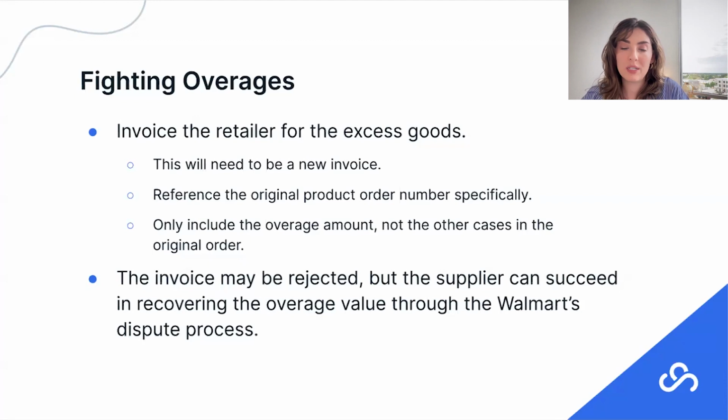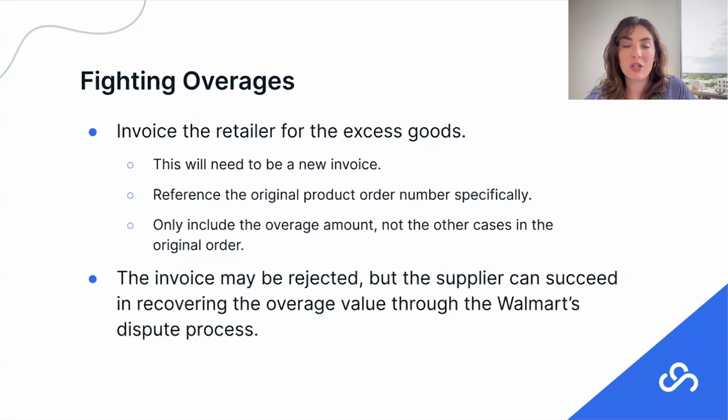So what you need to note here is you've done that correctly, but it still may be rejected, but you can then go succeed in recovering the overage value through the dispute process. So there are these checks and balances: if you have a billable overage, you can wait, and then you can dispute those because they'll probably come through as an overage fine as well.